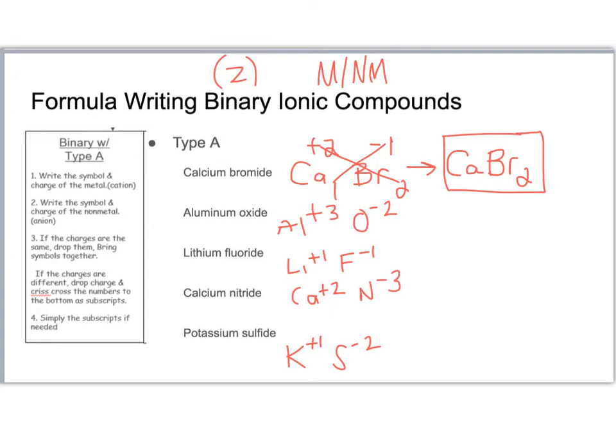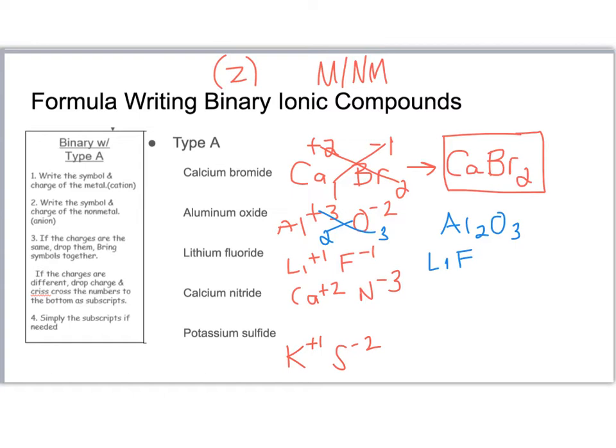Those two charges are different, so we are going to drop the charge and crisscross the numbers down. We will end up getting Al2O3. A 2 to 3 ratio is the most simplified ratio. In our next example, lithium fluoride, you see that the charges this time are the same, a plus 1 and a minus 1. They will cancel each other out in a 1-to-1 ratio. We will end up with LiF.